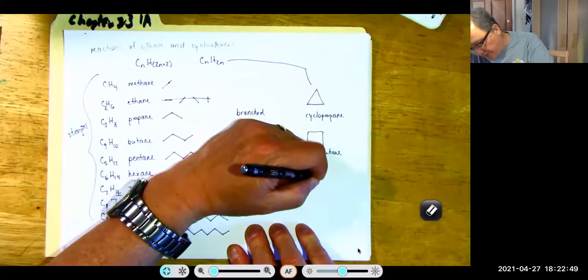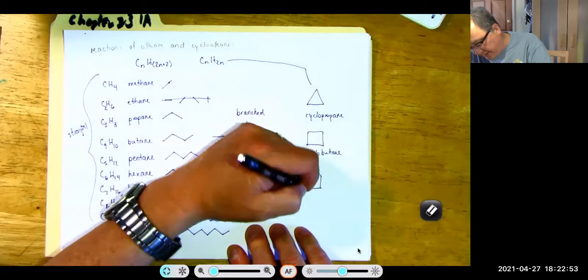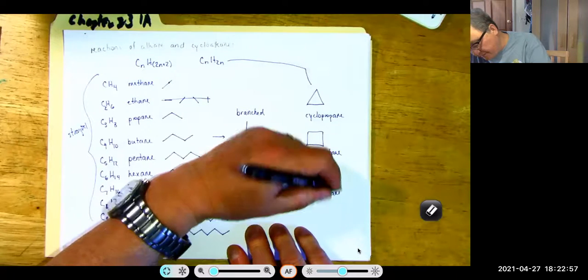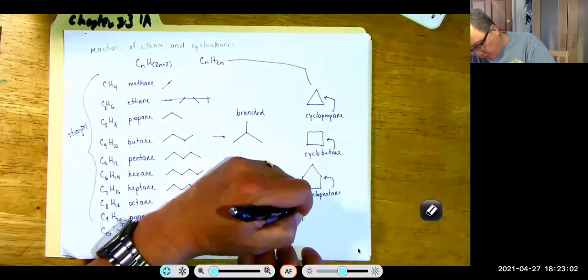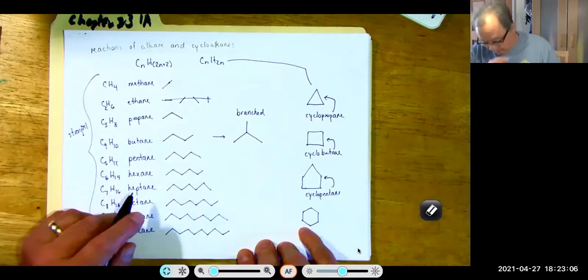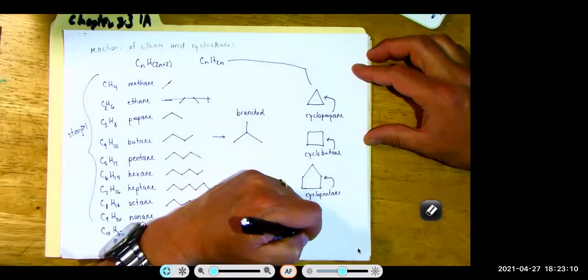And how about this guy? I call it the house. It's cyclopentane. And how about this guy? The house with a little hole in the floor. Cyclohexane.